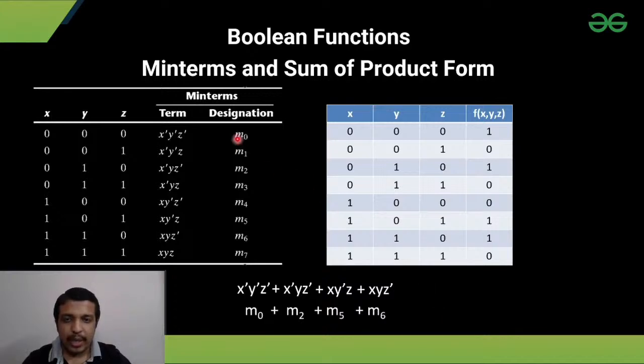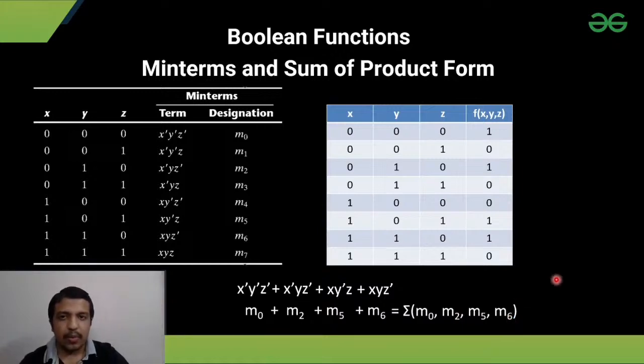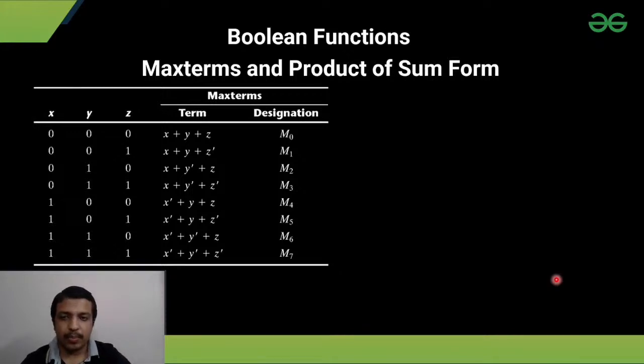Now we can also write this expression using the designation. So this is m0, this is m2, this is m5, and this one is m6. And another way to write this same thing is summation of m0, m2, m5, m6. Similarly, we will discuss max terms and product of sum form.